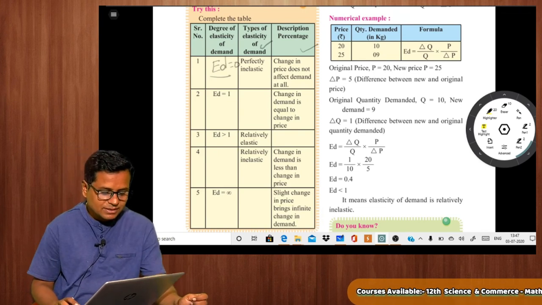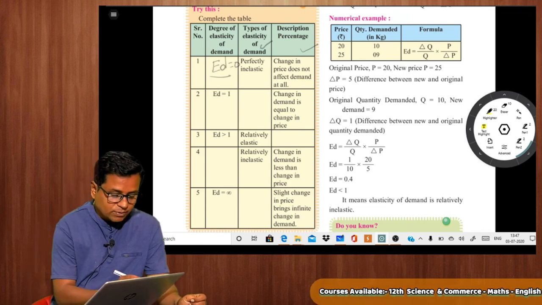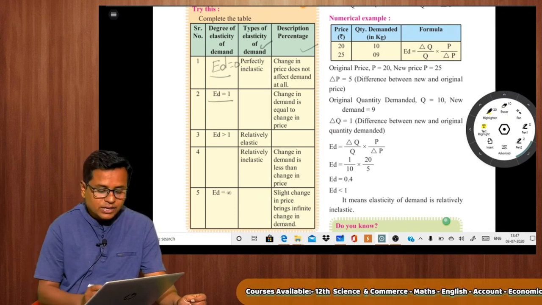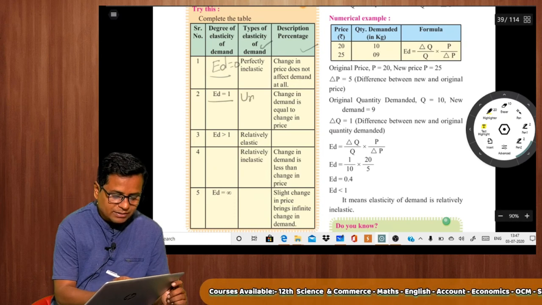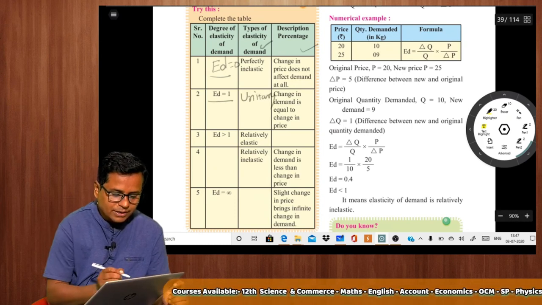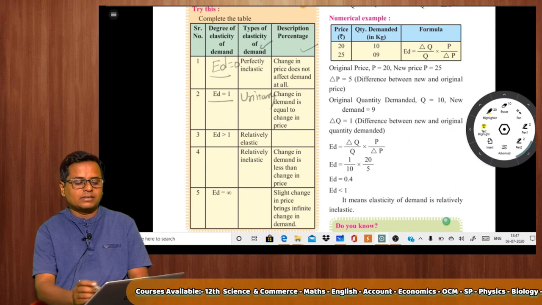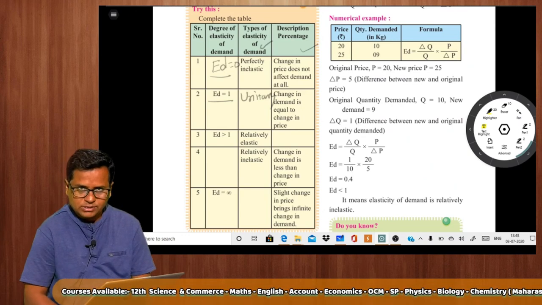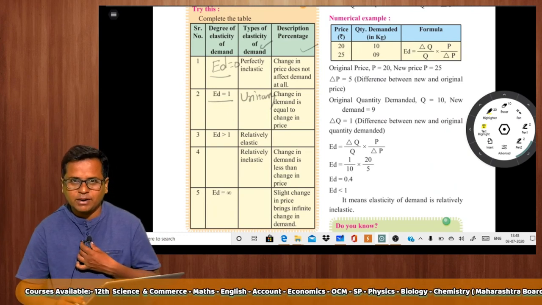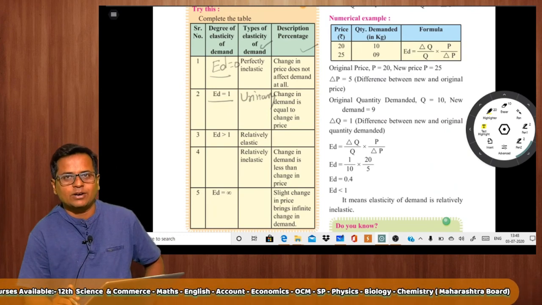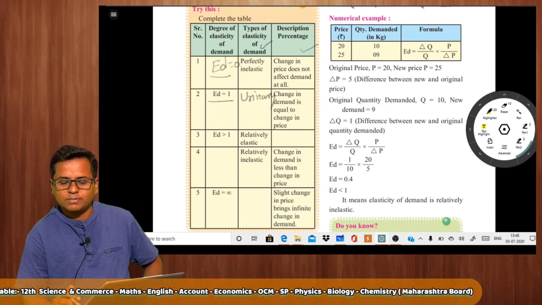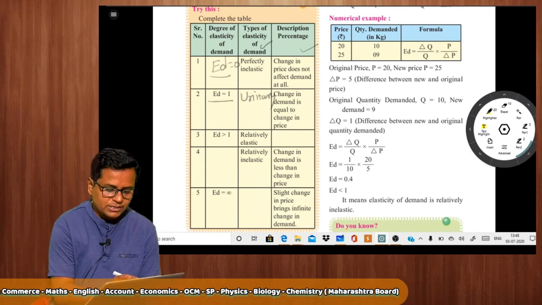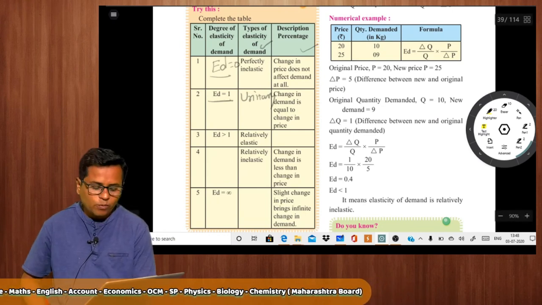Second exercise. Elasticity of demand is equal to 1. It means it is a unitary elastic demand. Here, change in demand is equal to the change in price. A percentage change in quantity demanded is exactly equal to the percentage change in its price. There is said to be unitary elastic demand. The coefficient is equal to 1.